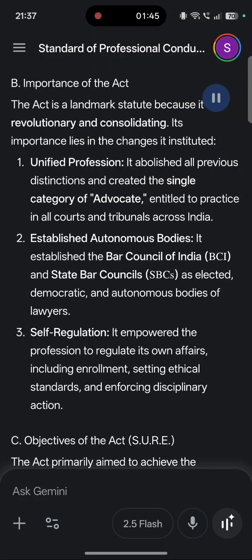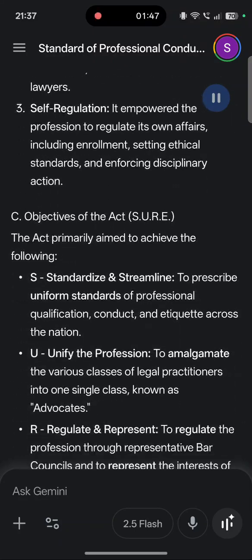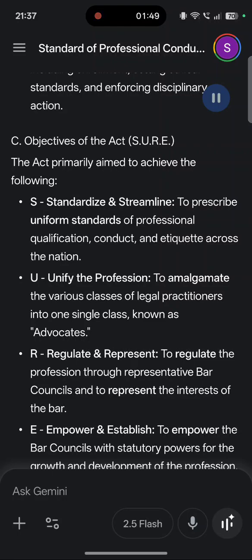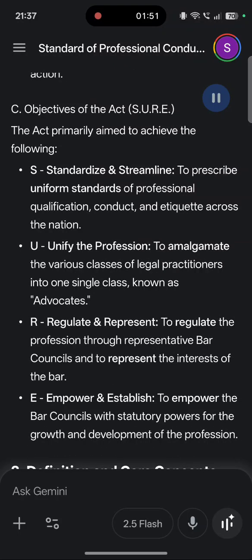C. Objectives of the Act, SURE. The Act primarily aimed to achieve the following. S. Standardize and streamline, to prescribe uniform standards of professional qualification, conduct, and etiquette across the nation. U. Unify the profession, to amalgamate the various classes of legal practitioners into one single class, known as advocates.